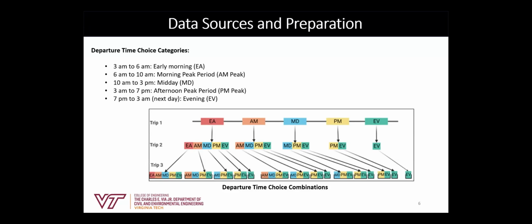However, if someone starts their first trip in the midday, for their second trip they will have to start in the midday as well, because they cannot go back in time and start their second trip in the morning peak period or early morning period. This is how we defined our departure time choice combinations. And lastly, for the evening period, if someone starts their first trip in the evening period, they'll only have the evening period to complete the rest of their trips. Their trip combinations will be evening and evening for the two-trip tour, and evening, evening and evening for the three-trip tour.